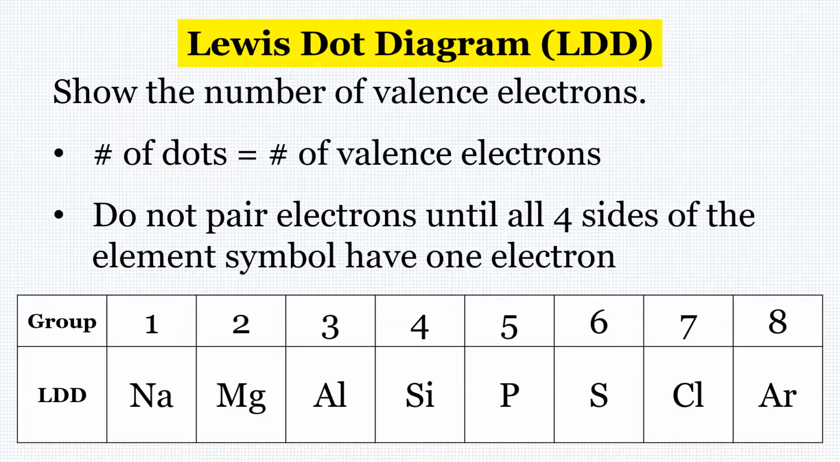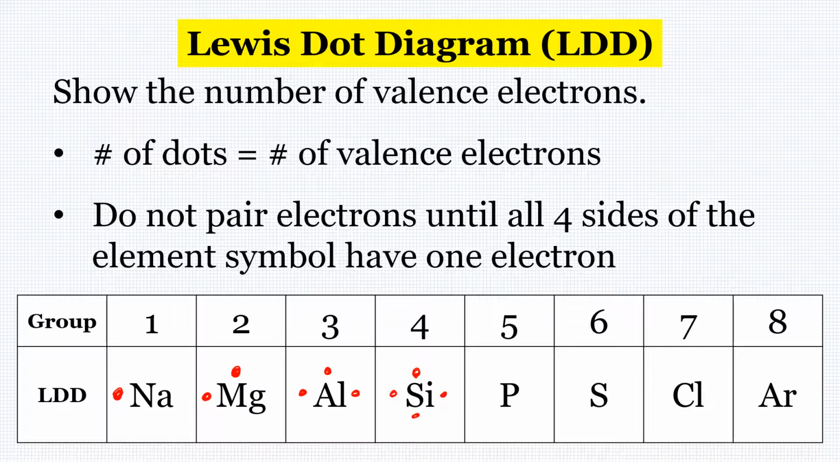So let's go through and fill in our table here. Our first element, sodium, has 1 valence electron, so I'm just going to put in 1 dot here. Magnesium has 2, so instead of putting another dot next to the existing one, I'm going to go up on the top here and fill it in. Aluminum has 3, so I'm just going to follow the same clockwise motion. All right, silicon has 4, so 1, 2, 3, 4.